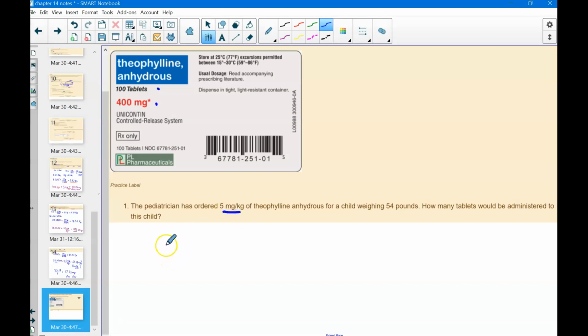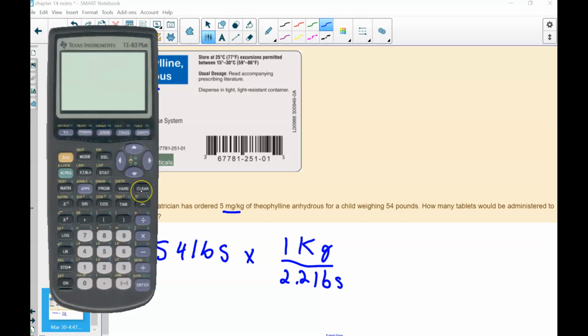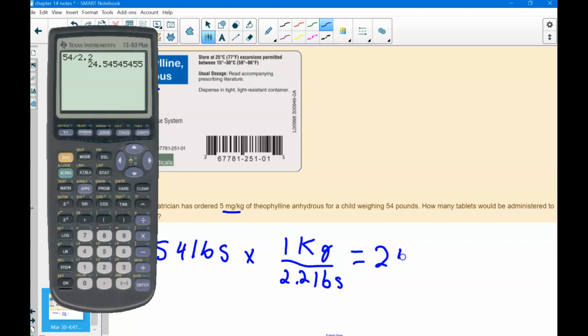So it's going to be 54 pounds multiplied by, see, it's the same calculation over and over, just converting into kilograms. 1 kilogram over 2.2 pounds. So it's the same calculation. We just take our 54 divided by 2.2, and we get 24.55 kilograms, because pounds will cancel.